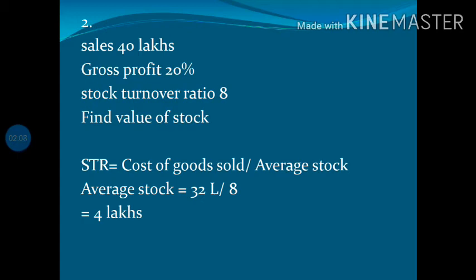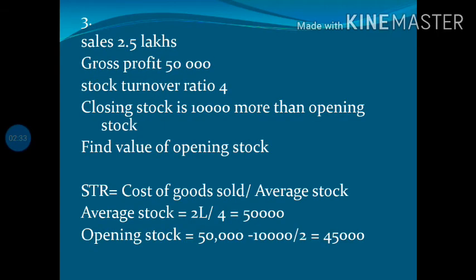That is 32 lakhs is cost of goods sold because sales 40 lakhs, gross profit is 20%, that is 8 lakhs. 40 minus 8, 32. So average stock is equal to 32 lakhs divided by stock turnover ratio 8. 32 divided by 8 is equal to 4. The answer is average stock is 4 lakhs. So stock is taken as 4 lakhs.